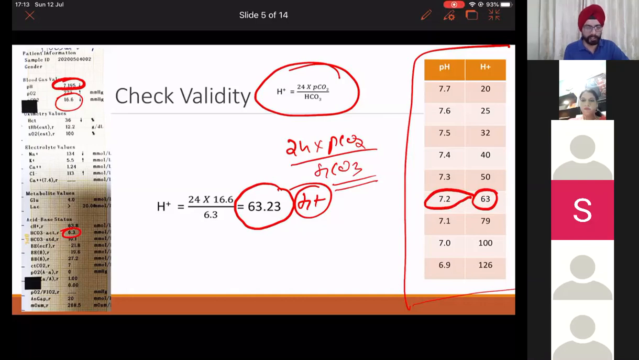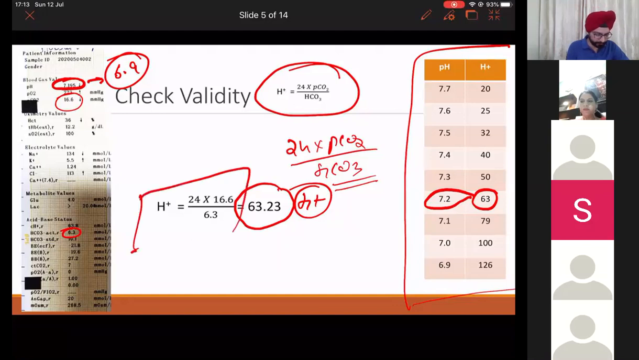So before doing any ABG, ideally you should check the validity of the ABG. But anytime during an ABG analysis, you find some value haywire, for example, if the pH shows 6.9. When you see a lot of ABGs, you'll start realizing that when you see a pH of 6.9 and a bicarbonate of 6, you think there's something wrong going on. So you check the validity of the ABG then. Okay, so this is a valid ABG and this is how you check it.